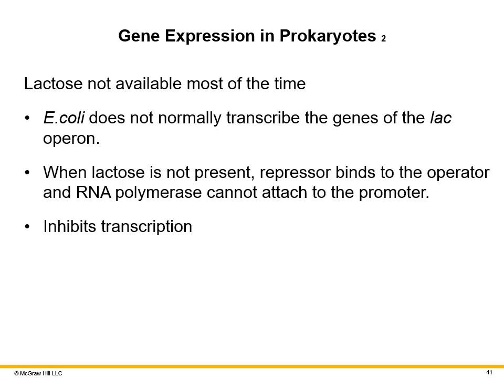Lactose is not available most of the time, so E. coli normally does not transcribe the genes of the operon. When lactose is not present, repressor binds to the operator and RNA polymerase cannot attach to the promoter. This is going to inhibit or stop transcription, which is ultimately not going to produce the proteins necessary to metabolize lactose.